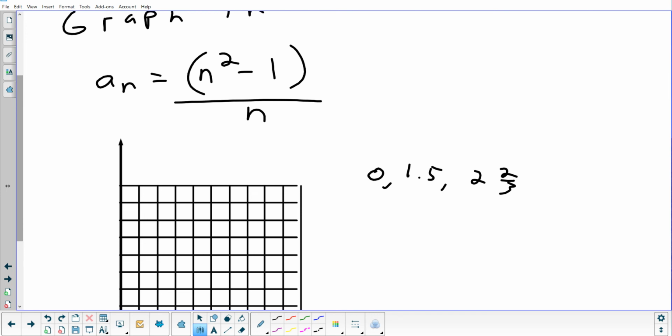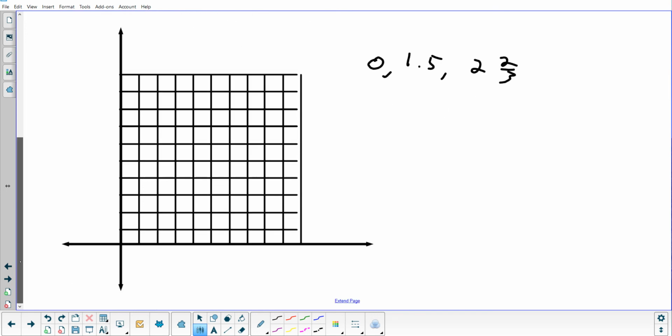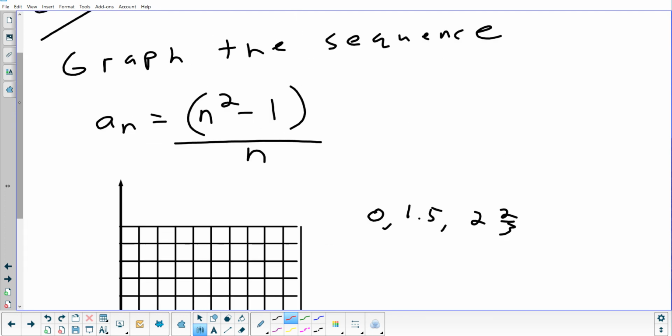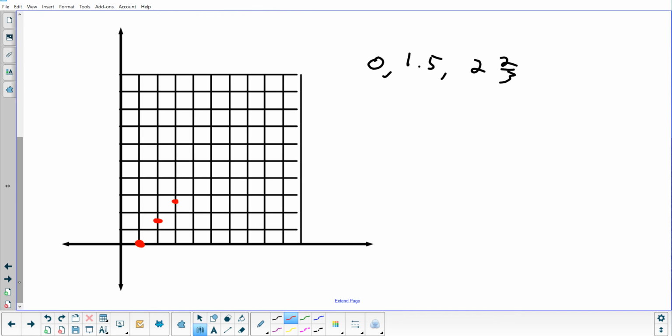Okay, so if you want to graph this sequence, first position is 0. The second term is 1.5. The third term was 2 2/3. And let's just do the fourth one. The fourth one would be 15/4, which is what? 3.75? So the fourth one would be 3.75.